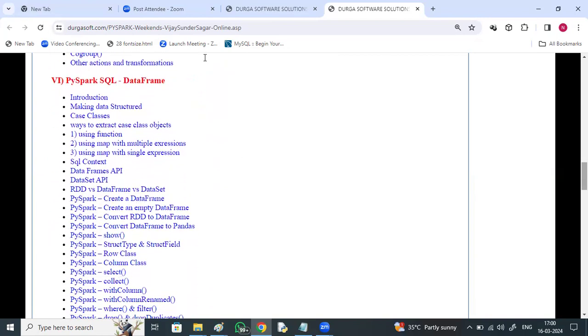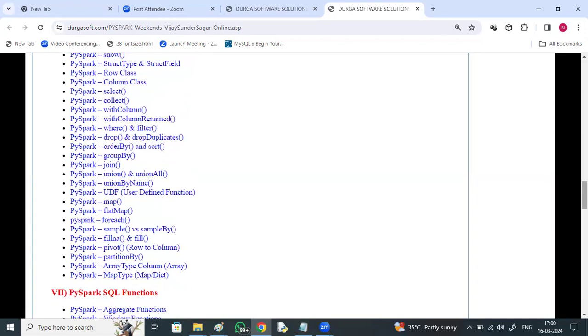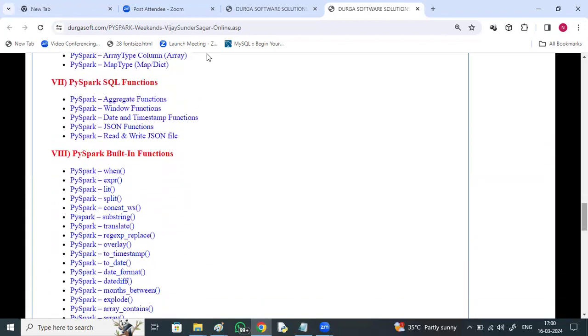And an important topic like PySpark SQL data frames, making the data structure, data frame API, PySpark creating RDD to data frame conversions, and Row class, Column class, select with column renamed, where, filter, order by, group by, union, all this, right? We have got many inbuilt functions, like fill, null, pivot, and PySpark SQL functions, aggregate functions, window functions, date and timestamp functions, JSON functions, reading and writing into JSON file, right?